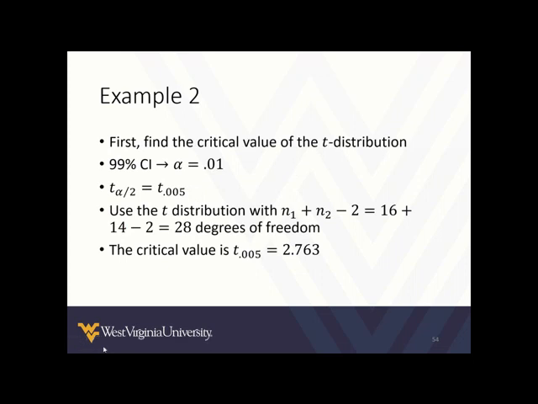And so first off, finding our critical value, we want 99% confidence, which means alpha is going to be 0.01 and alpha over 2 is going to be 0.005. And as we have established, we're using the t distribution with degrees of freedom n1 plus n2 minus 2. And so this will be 16 plus 14 minus 2. And this is going to give us 28 degrees of freedom. Using our t-table, this would give us a critical value of 2.763.